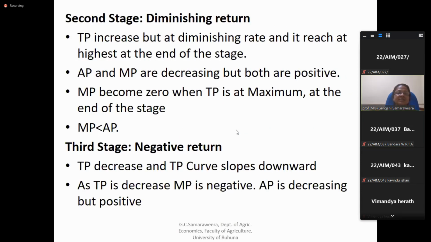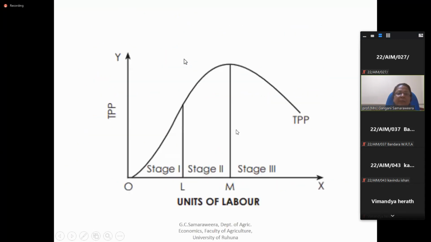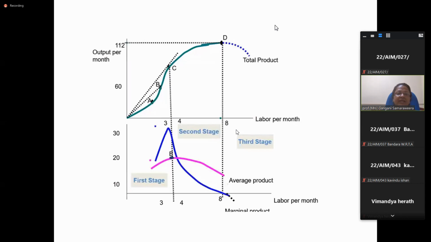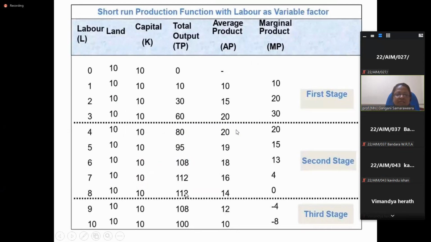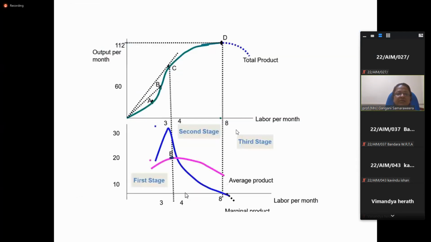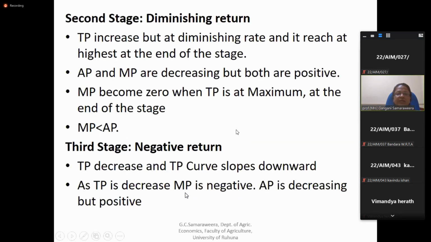Now we will see the second stage, diminishing return. You can explain it while imagining the graph. Total product is increasing, but at a diminishing rate, that means a decreasing rate. And it reaches the highest at the end of the stage. See, it is increasing at a decreasing rate and reaches the highest. According to our values, 112. See, after that it is decreasing. Okay. So the first point is okay.